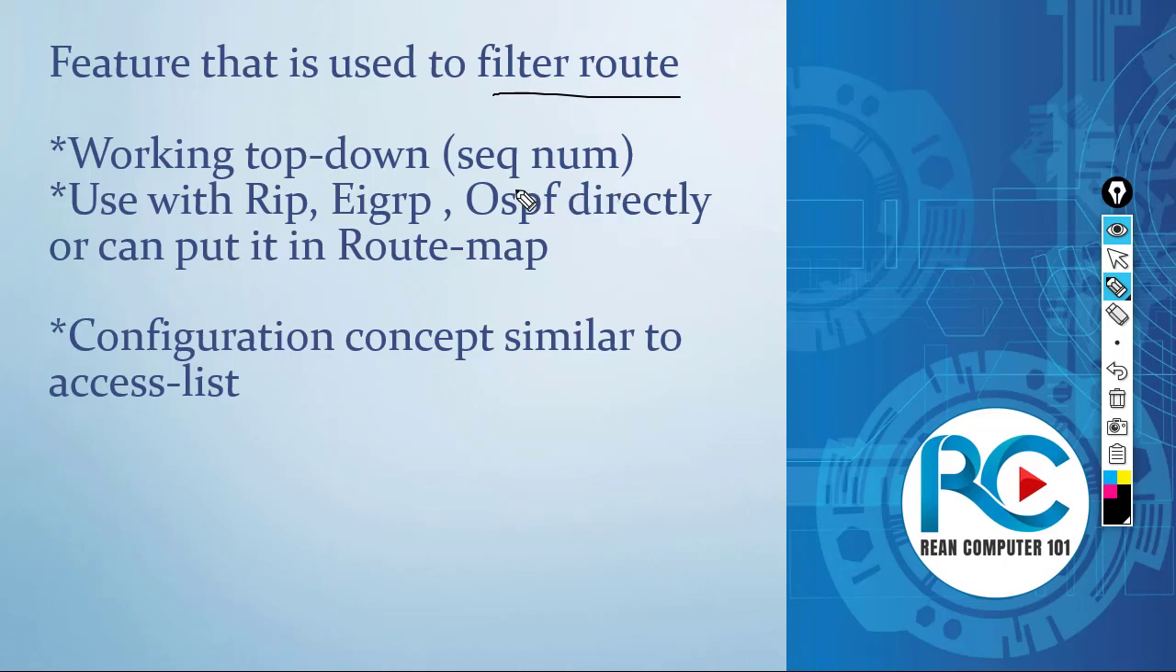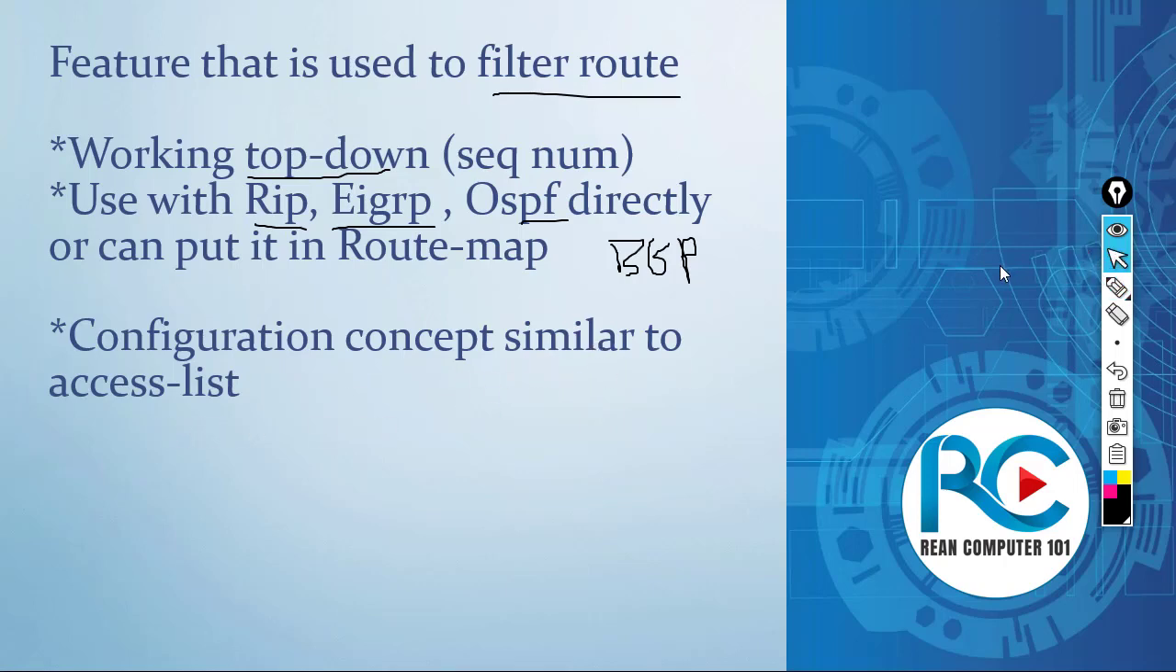Okay, and we mostly use it with IGP routing protocols. It can be EGP. Is it RIP, EIGRP, OSPF, something like that. Or mostly we also use it with BGP, which is applying the route map. So it works very similar to the access list, going from top to down. It depends on the sequence number, and the configuration concept is very similar to the access list.